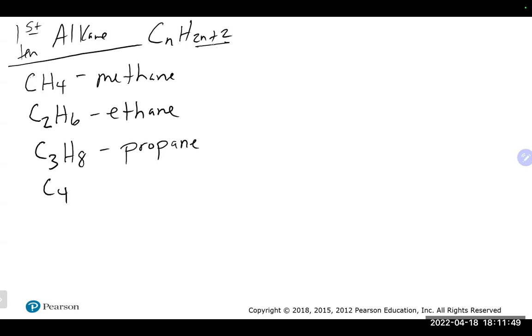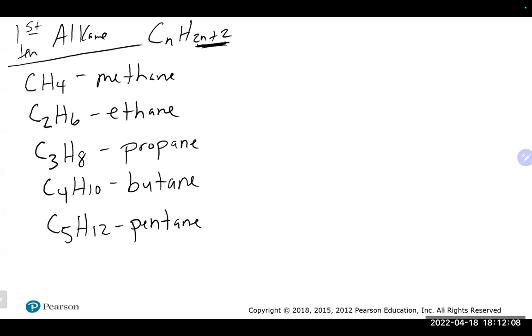4 carbons, 4 times 2 is 8 plus 2 is 10. That is butane. 5 carbons, 5 times 2 is 10 plus 2 is 12. That is pentane. 6 carbons, 6 times 2 is 12 plus 2 is 14. That is hexane. 7 carbons, that would have 14 plus 2 is 16 hydrogens. That is heptane.